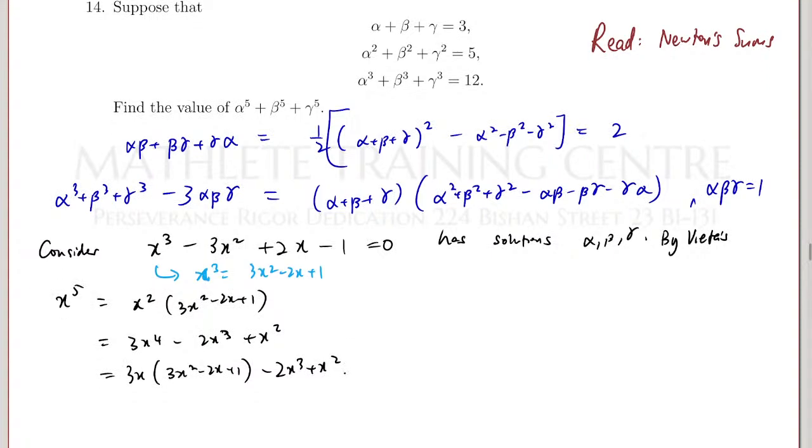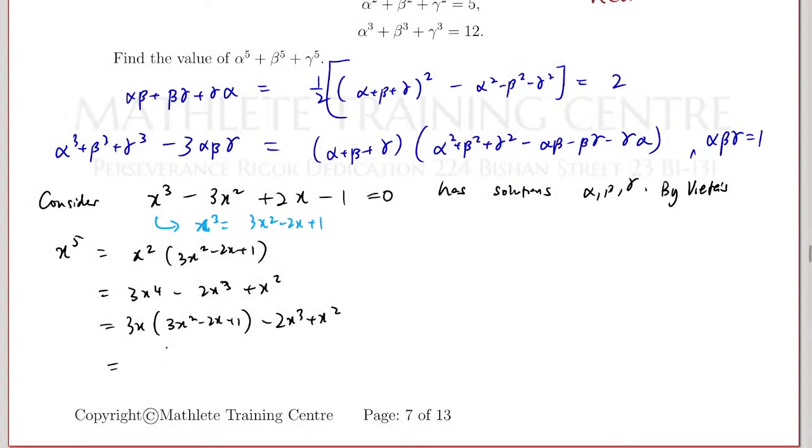So when you simplify this expression here, what you can get is 9x cubed minus 2x cubed, so it's a 7x cubed, minus 6x squared plus x squared, so it's a minus 5x squared, and then this is a plus 3x.